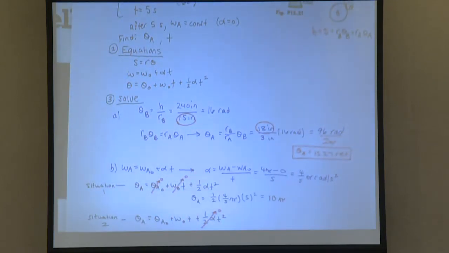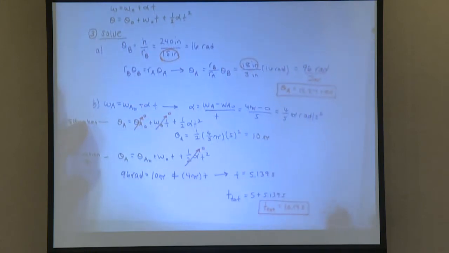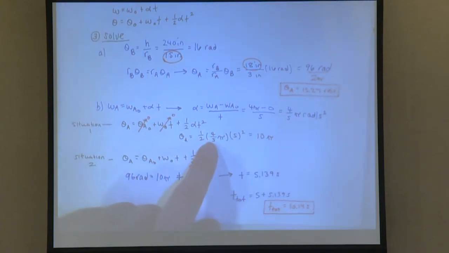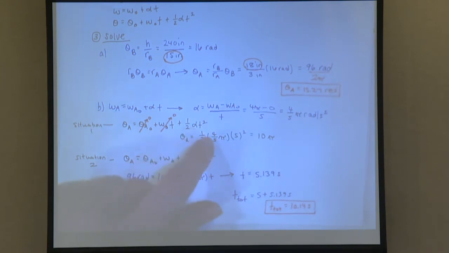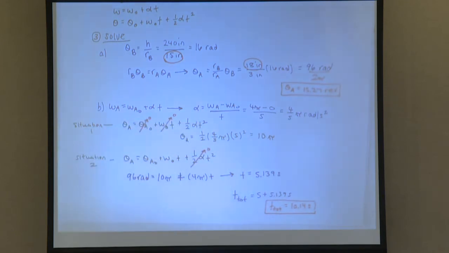What's the final answer in seconds? 10.14 seconds. So ready to move on to the next one? Yeah. If you solve this out, yeah. So that would be 25 divided by 5. So it's 5 times 2, so 10 times pi.